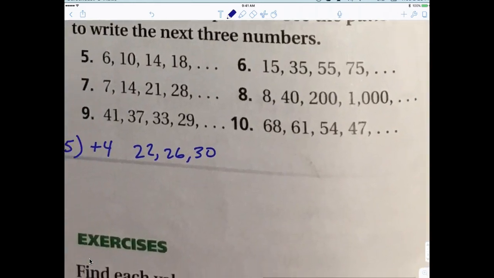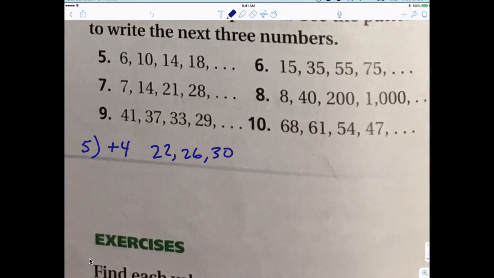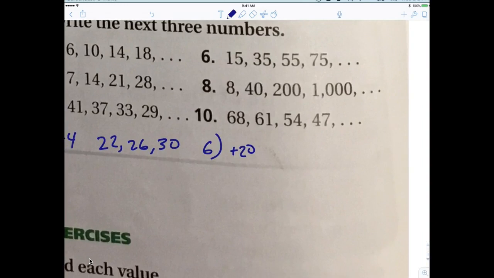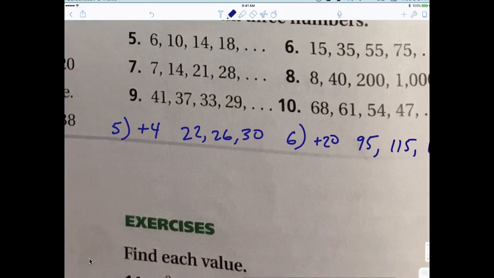So now we're looking at question number 6. Who found that pattern out? You're adding 20. Beautiful. 95. 115. We are amazing.